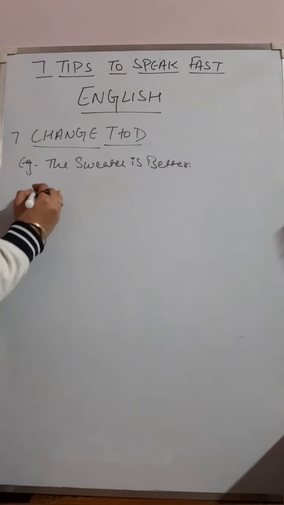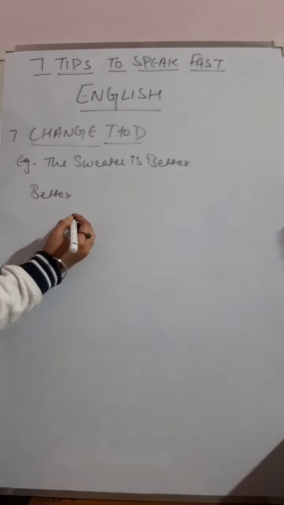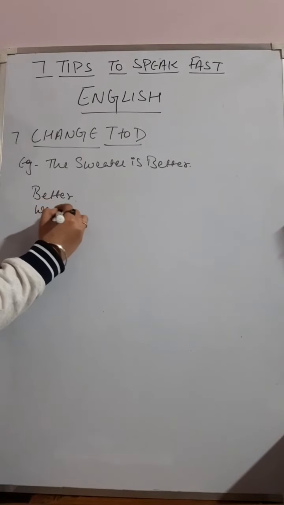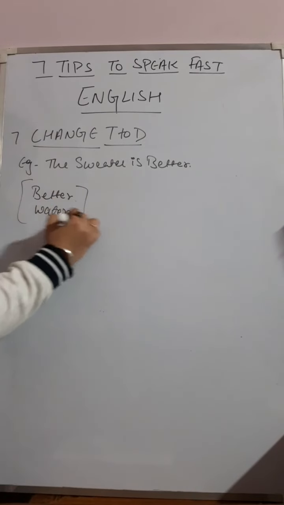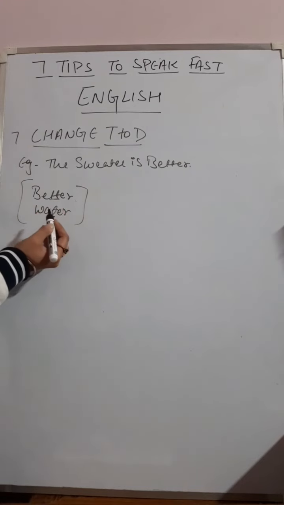Let's say an example. Better, and one more we can have is water. So we have to change this, right? Better water, better water, better water. We can change T to D. Better water, to speak faster, right?